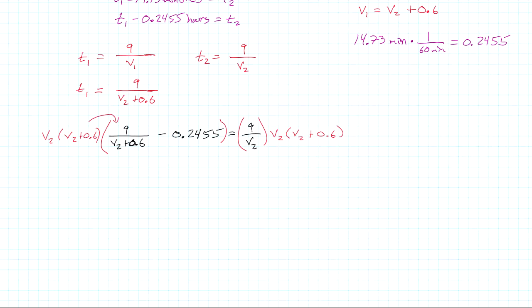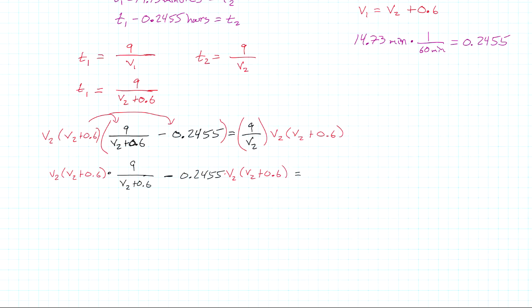And on the left, we'll distribute this across the minus here. So we'll have V2 times (V2 plus 0.6) times 9 over (V2 plus 0.6). We'll have minus V2 times (V2 plus 0.6) times 0. You know what? Let's put that 0. Minus 0.2455 times the V2 times (V2 plus 0.6).